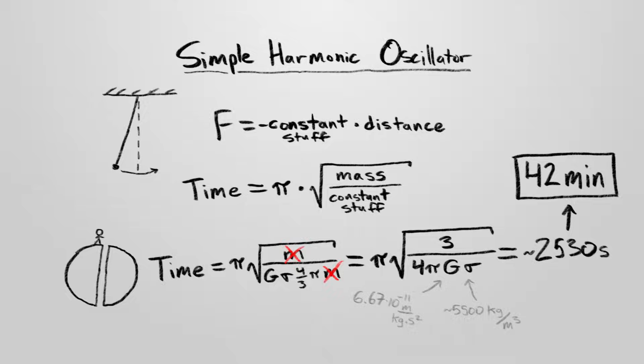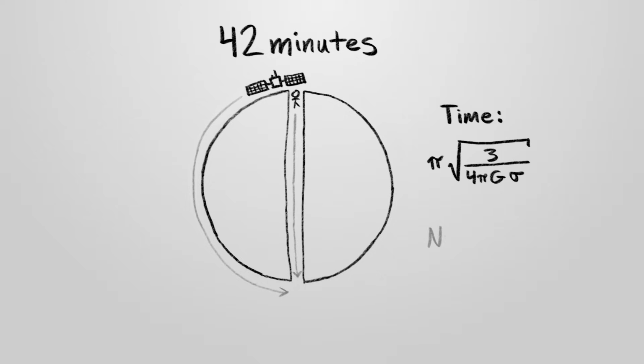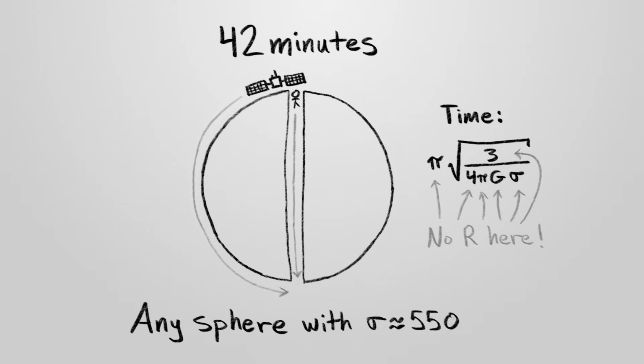fall through the Earth. This turns out to be exactly the same as the time it takes to fall around the Earth to the other side, and it's the number you'll find commonly mentioned on the internet. Even more surprising, the radius of the Earth didn't factor into the time calculation. It predicts you'll take 42 minutes to fall through or orbit around to the other side of any sphere with the same density as the Earth.